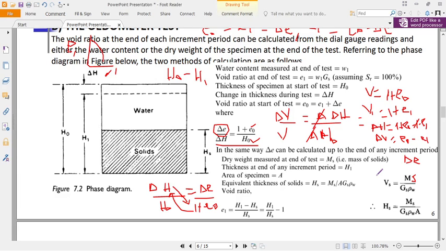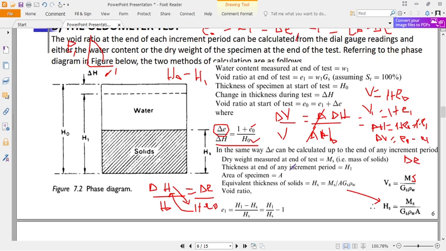The thickness of solid HS is determined from this equation. The mass of solids can easily be determined from the experiment. You just have to dry the soil and determine the mass of solids. Then GS is known, the density of water is known, and the cross-sectional area you can also determine. So you can determine HS. Our purpose now is to determine H1.